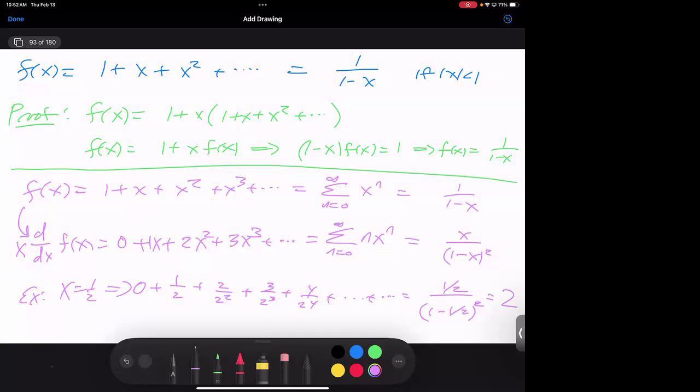I don't have to keep writing the 0 if I want. I could just ignore the 0. The other one has another n, so we write nx to the n. Right. It doesn't have that 1, so why don't we minus 1? Well, if you look at nx to the n, when n equals 0, you get 0. When n equals 1, you get 1 times x. When n equals 2, you get 2x squared. So that now matches what we have on the left.